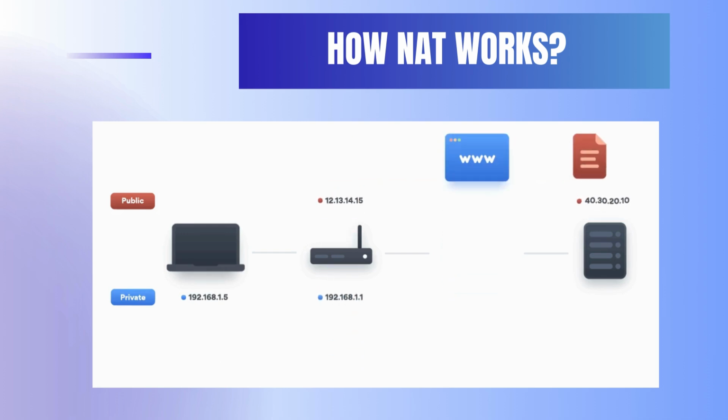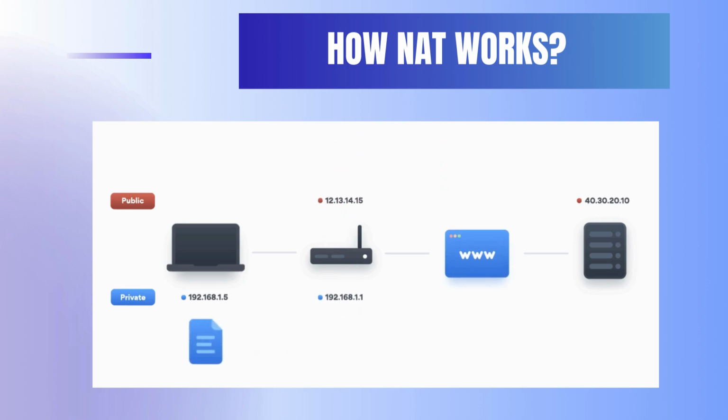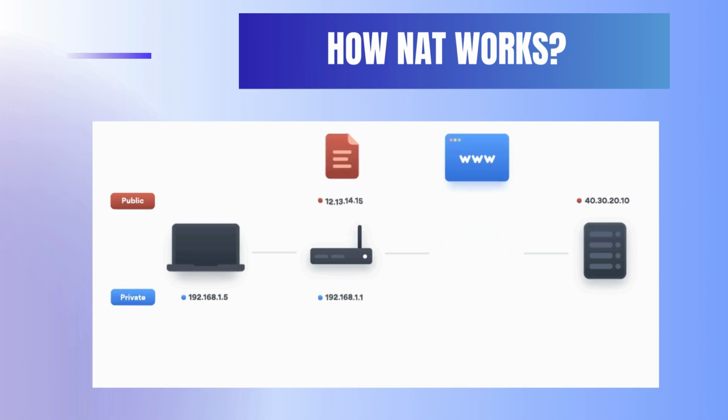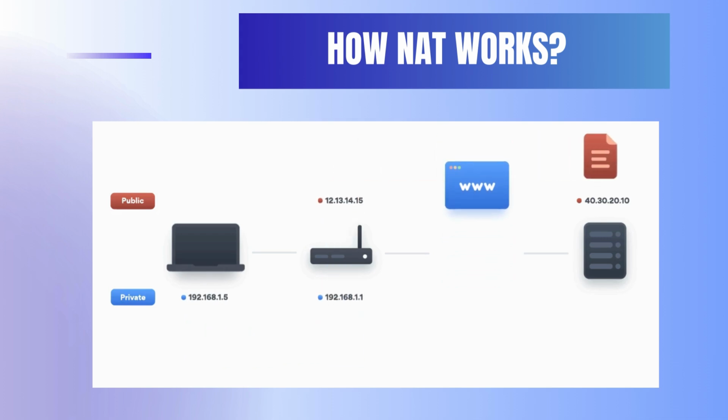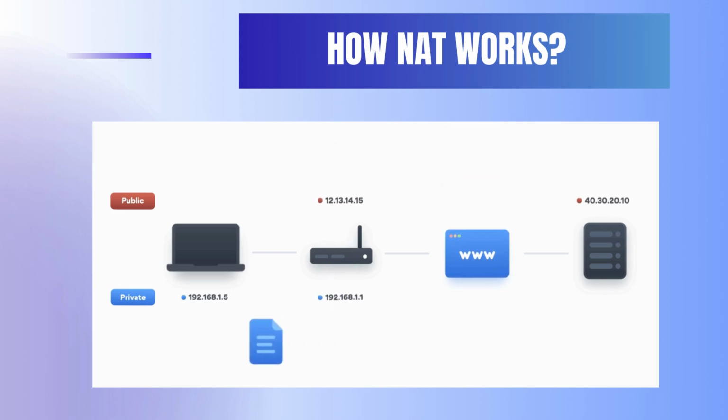When the laptop wants to access a website or service on the internet, it sends the request to the router with its private IP as the source address. The router's NAT service translates the private IP and assigns its own public IP to the outgoing packet. This hides the internal private IP from the external network. The router forwards the request to the destination server with its public IP as the source.